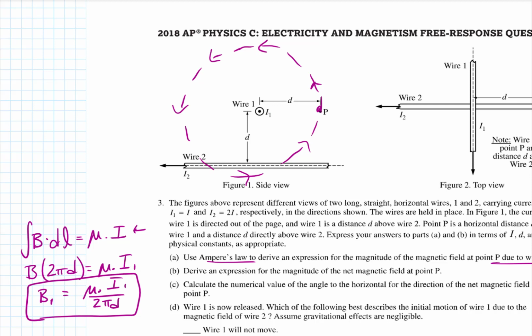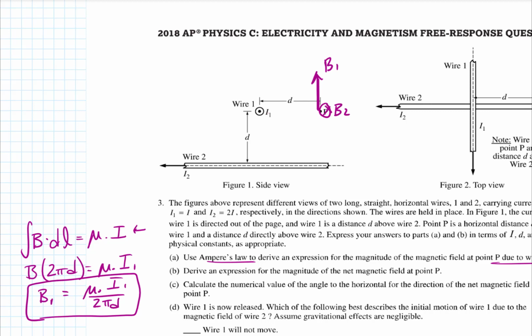In order to get full credit for this, you really have to show that you're using Ampere's law to find that. Then, derive an expression for the magnitude of the net magnetic field at point P. So if we look at point P, we know that we're going to have a magnetic field from wire 1. I'm going to go ahead and just draw that in. That's B1 that we just found. And from wire 2, we're also going to have a magnetic field. So if you take your right hand, make a thumbs up, stick your thumb in the direction of current 2, you'll see that magnetic field 2 is going to go into the page at that location.